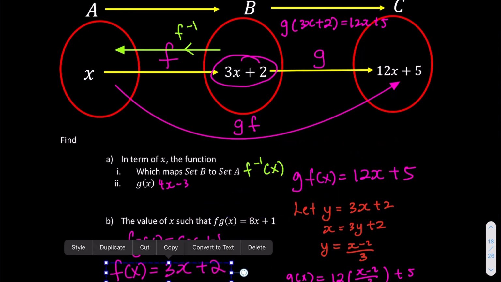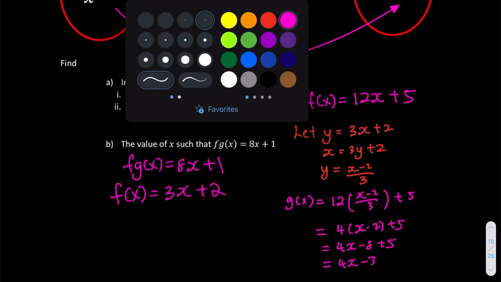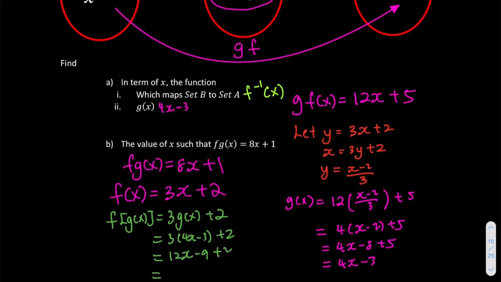3x plus 2. What is our g? Our g is 4x minus 3. So we now just need to compute it together. They want fg of x. So fg of x means that all x become g of x, times 3, plus 2. So what is my g of x? My g of x is 4x minus 3. So we're just going to expand: 12x minus 9 plus 2. So we have 12x minus 7.